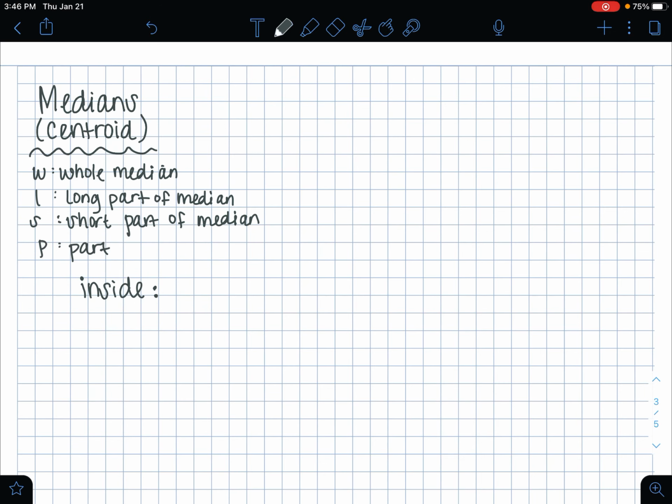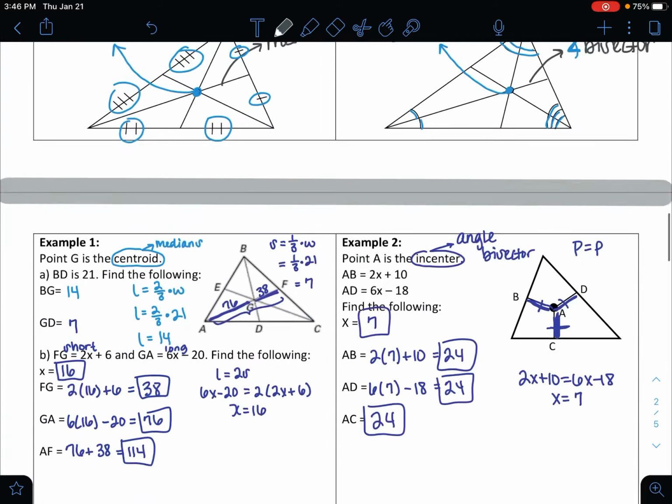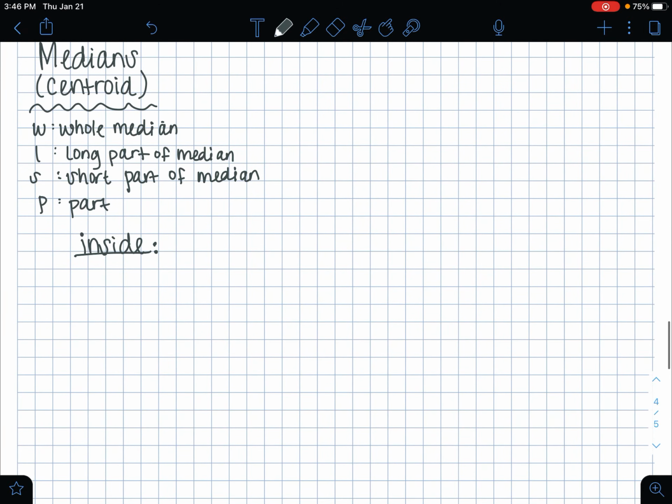Okay, so for the inside of the triangle, some possible equations that you can use are the long side equals 2 times the short side, or you can flip it and say that the short side equals 1/2 of the long side. It's the same equation written 2 different ways. So that's one equation you can use.